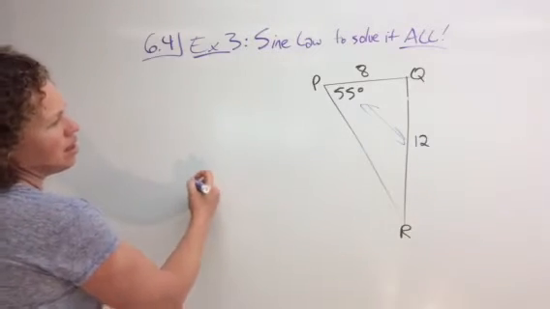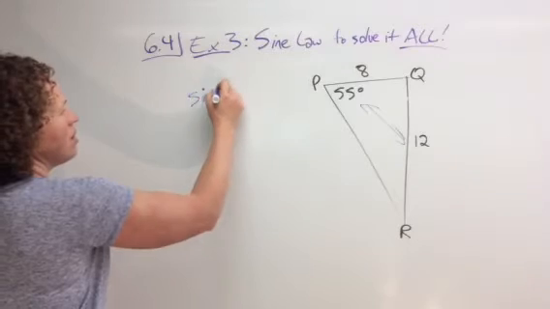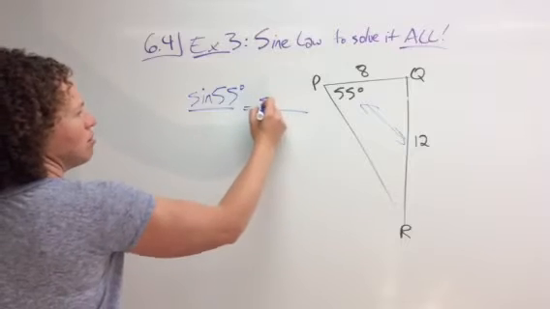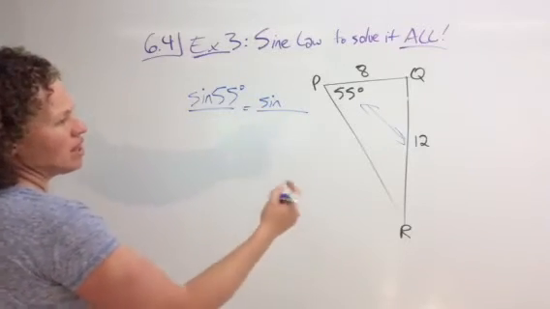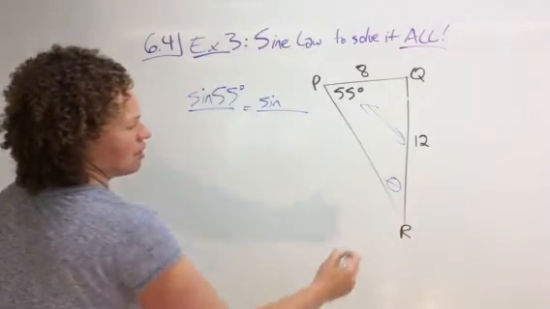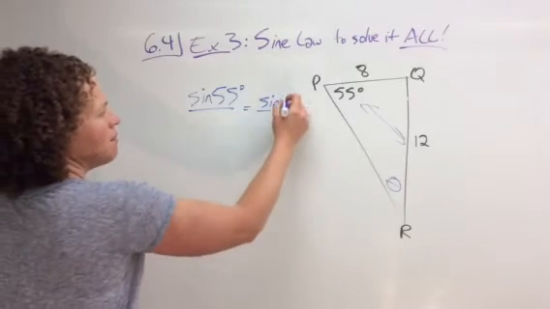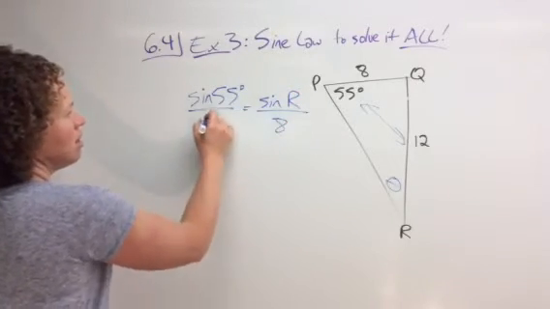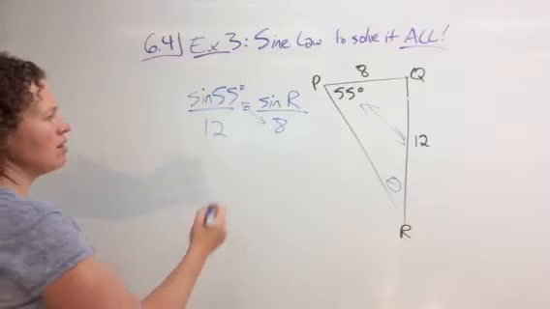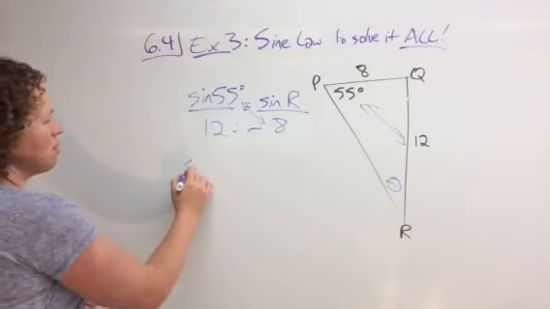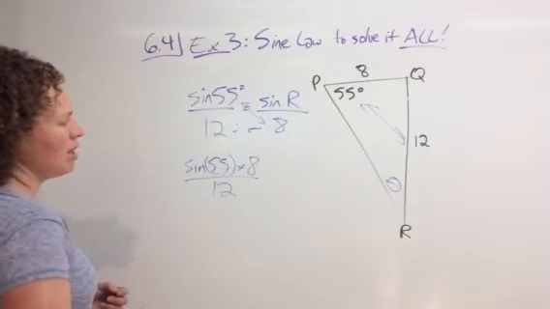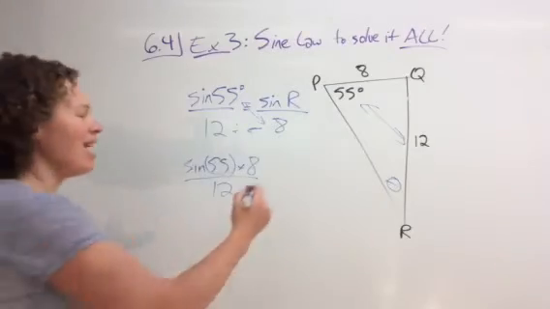Now I'm going to put sine on top because that's how I roll. It doesn't matter as long as you've got consistency across your ratios. Now I only have 8, so the only angle I can find right now is the one across from 8, so that would be r. So sine of r over 8 equals sine of 55 degrees over 12. I cross multiply the ones that are diagonal to each other, and then divide by the one that's left. So sine 55 times 8, divided by 12, gives me sine of r.